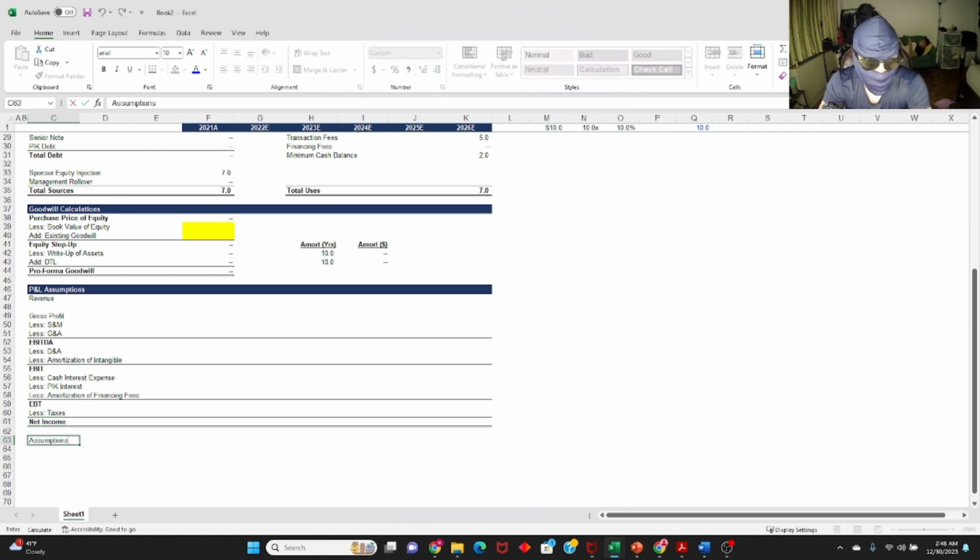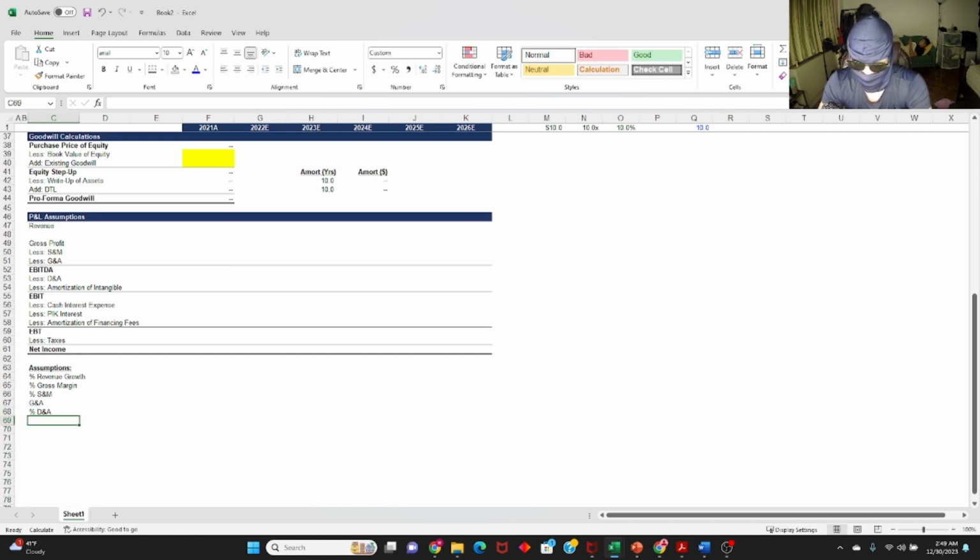Now you have your assumptions: percentage revenue growth, percentage gross margin, percentage S&M, which is one of the assumptions given in the PDF. You have your G&A, which is going to be a flat number, your D&A as a percentage of revenue, and your CapEx as a percentage of revenue. This is where we're going to put our hard-coded assumptions, so let's go ahead.